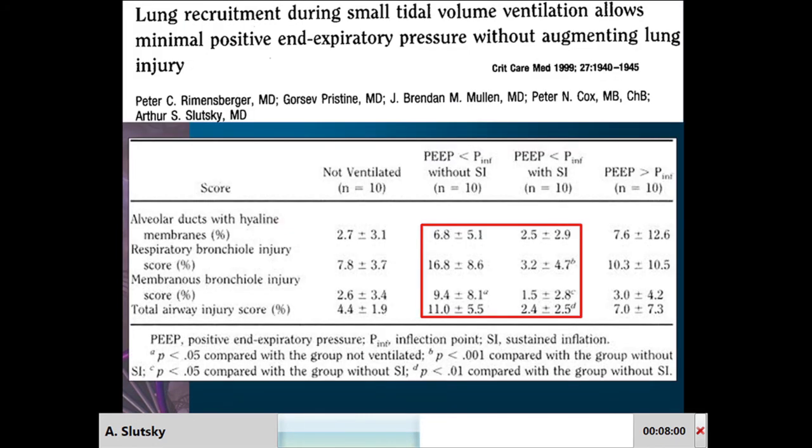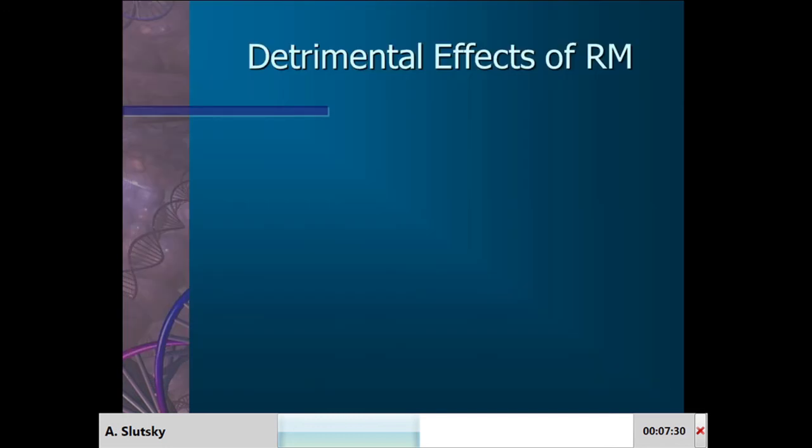It wasn't just the pressure volume curve. When the pathologist looked at these in a blinded fashion, you can see the degree of injury. Look at the total airway injury score. Higher is worse. You can see with the sustained inflation, relatively low score, in fact, lower than the other two groups, but much lower than PEEP less than the inflection point without the sustained inflation. So evidence that sustained inflation in this admittedly not clinical model could show a decrease in ventilator-induced lung injury.